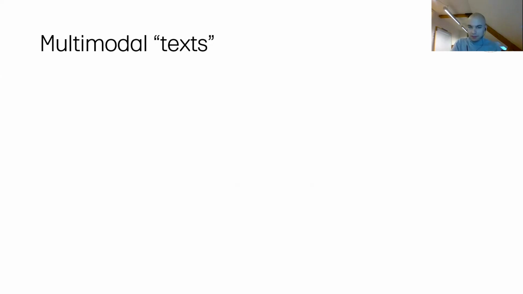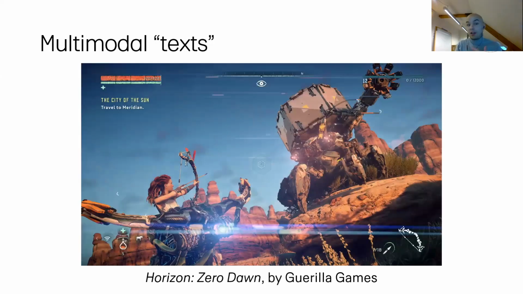When we think about multimodal texts, or when we analyze them, we can see that they can be immensely complex. So for example, this is a screenshot from a game, Horizon Zero Dawn, made for the PlayStation 4 by the developers Guerrilla Games. And if you try to understand what's going on here, you can already see that there are many different modes being utilized to convey different forms of information to the player. Some of them are somewhat evident, even if you don't have an idea of the genre or the convention that the game belongs to. So for example, you can see that there's an objective here in the upper left corner. It says travel to Meridian.